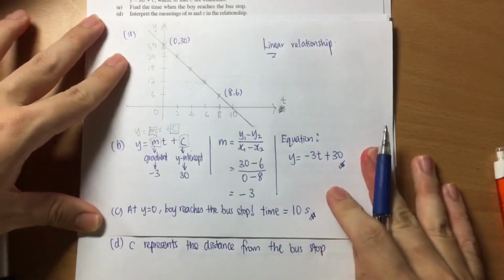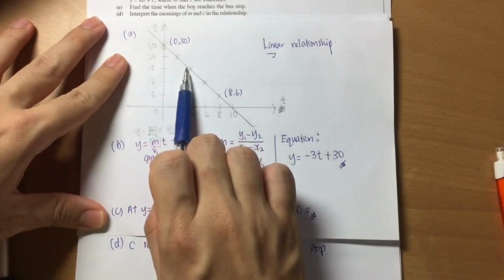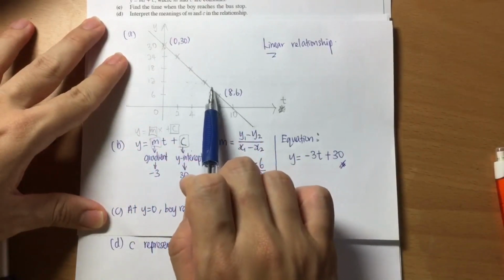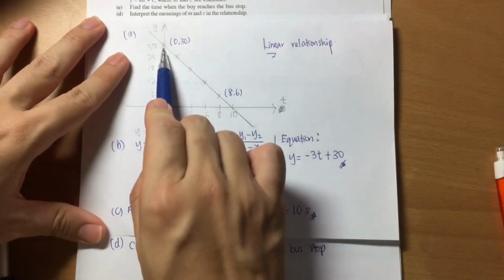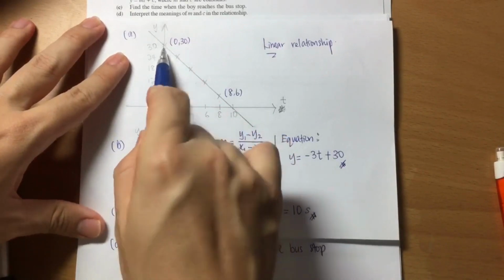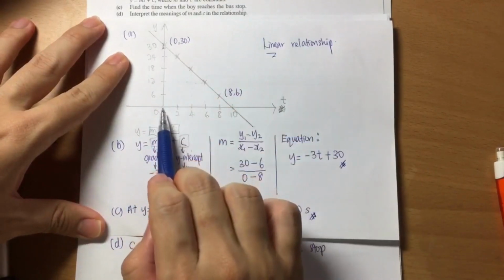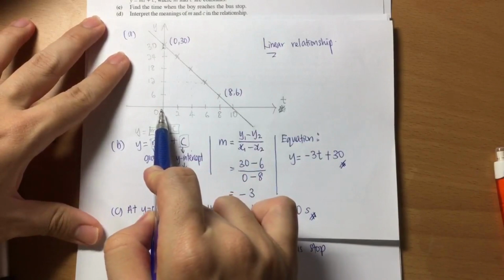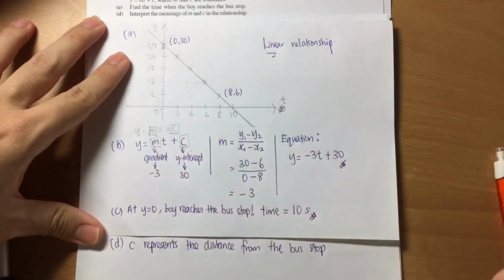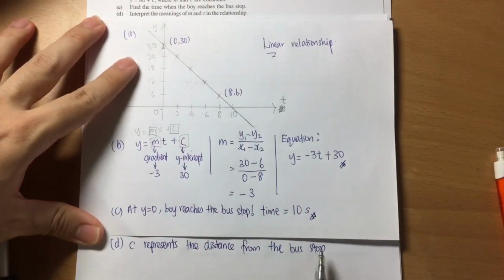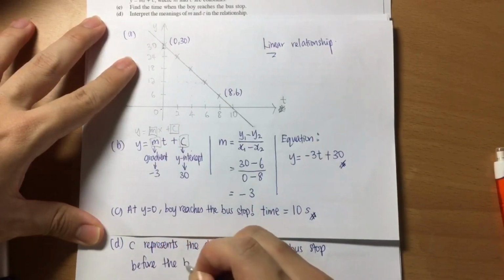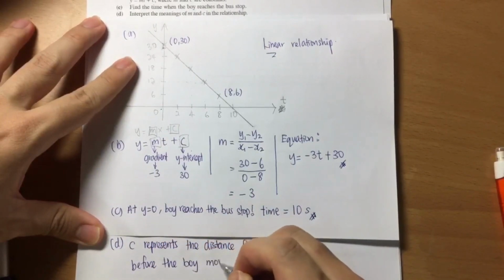But more specifically, all these numbers here represent distance from the bus stop. But what is so special about this 30? Yep, this is at time 0. Time equals to 0. That means, has the boy moved already? Yep, no. So this is the distance from the bus stop before the boy moves.